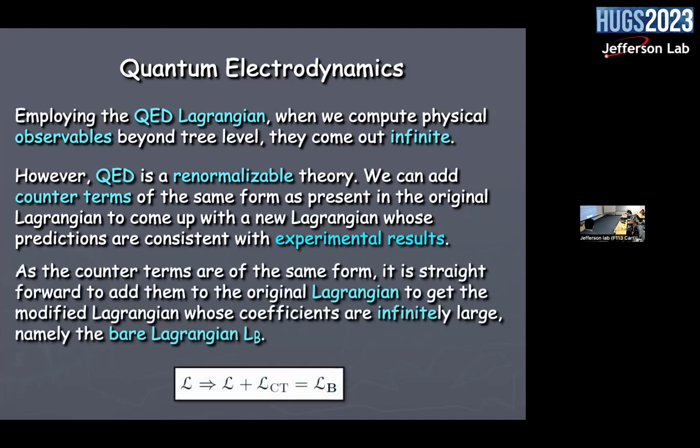So as the counter terms are of the same form as the original Lagrangian, it is straightforward to add them to the original one to get the modified Lagrangian whose coefficients will actually be infinite. So our starting Lagrangian will have quantities and entities which will be infinite by nature. And when we do the calculations, they will eventually be renormalized and we get the finite result for physical observables. So there is an original Lagrangian. We add the counter terms of exactly the same form, and we arrive at this bare Lagrangian.